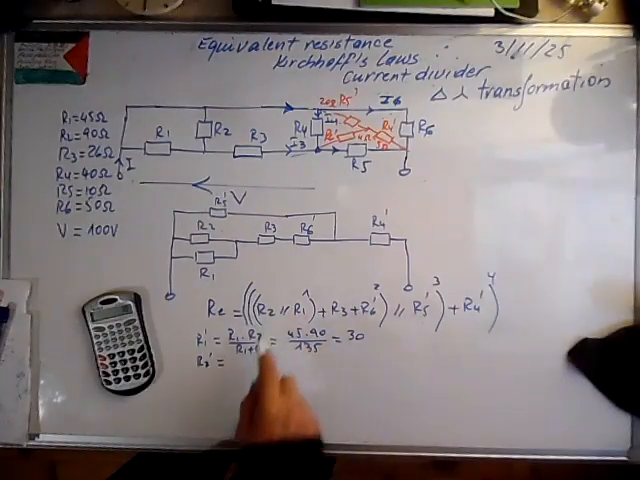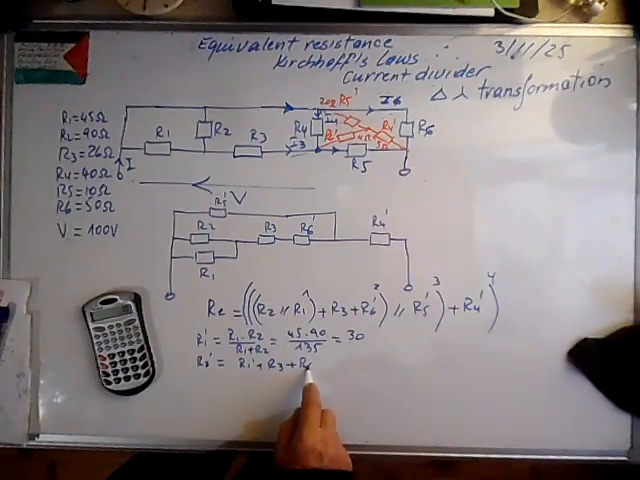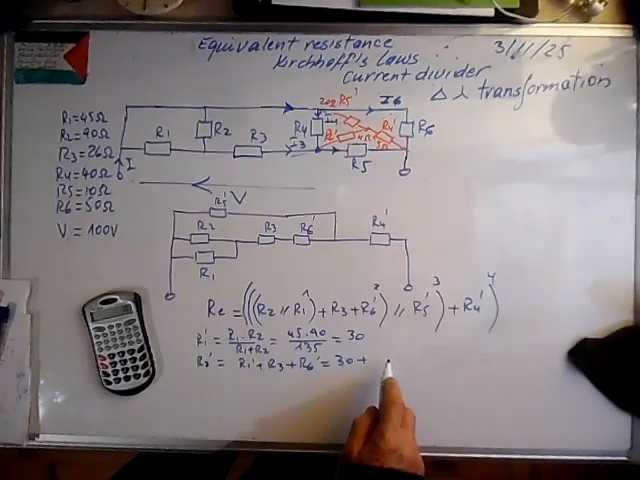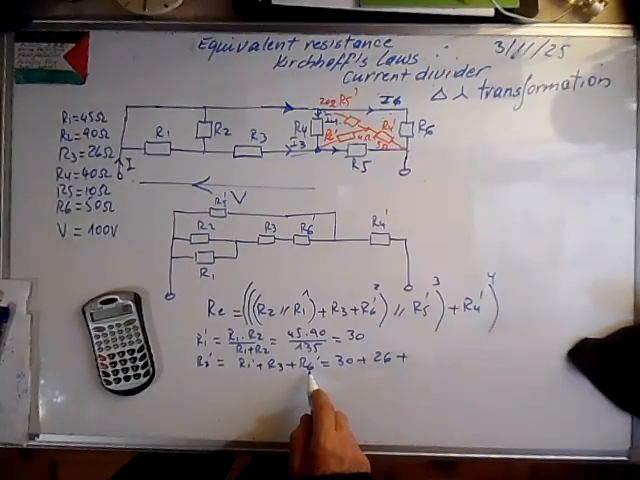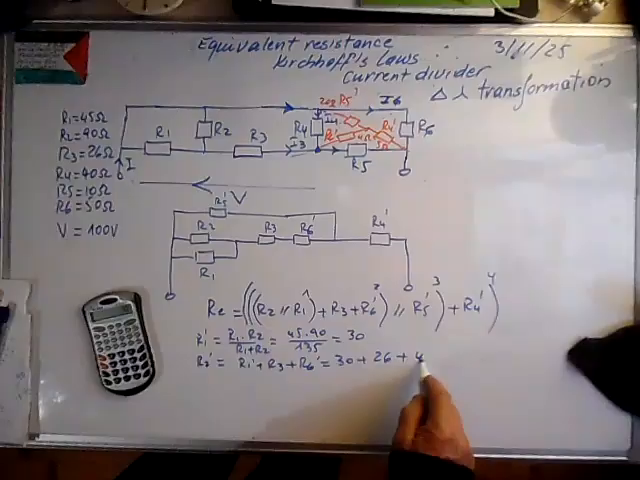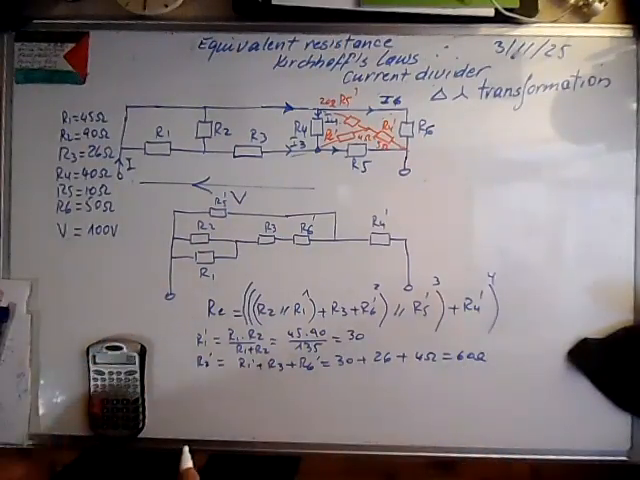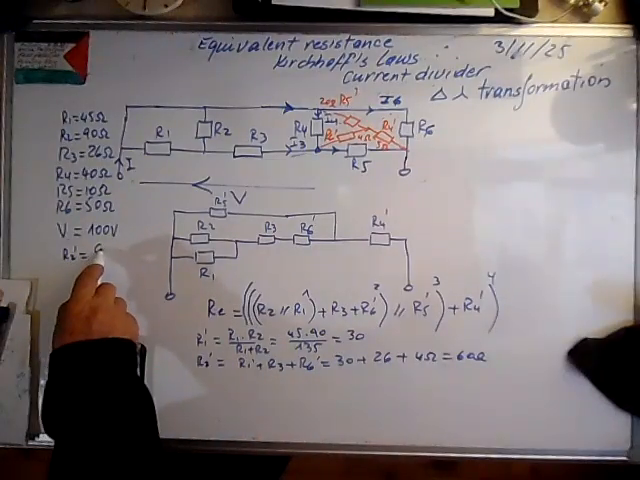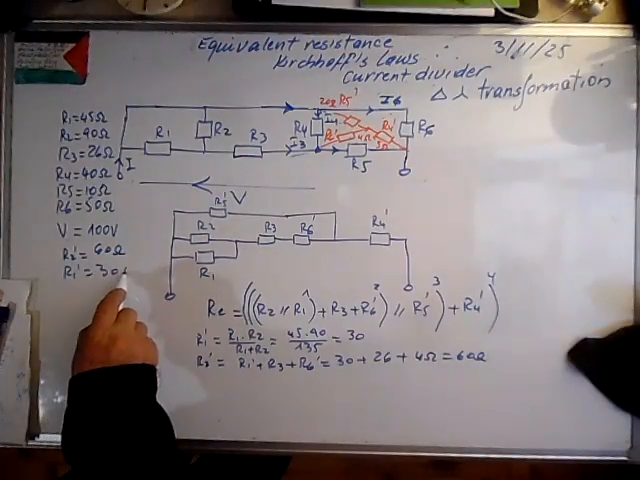And R2 prime is R1 prime plus R3 plus R6 prime. So this is 30 plus 26 plus R6 prime, which is 4 ohms. So this is 60 ohms. R2 prime is 60 ohms. R1 prime is 30 ohms.